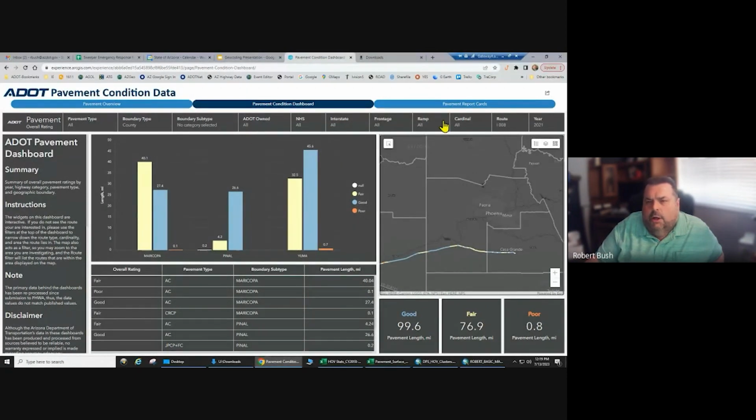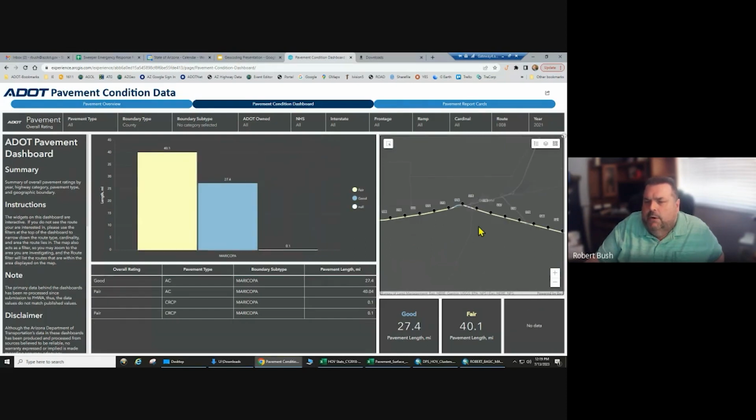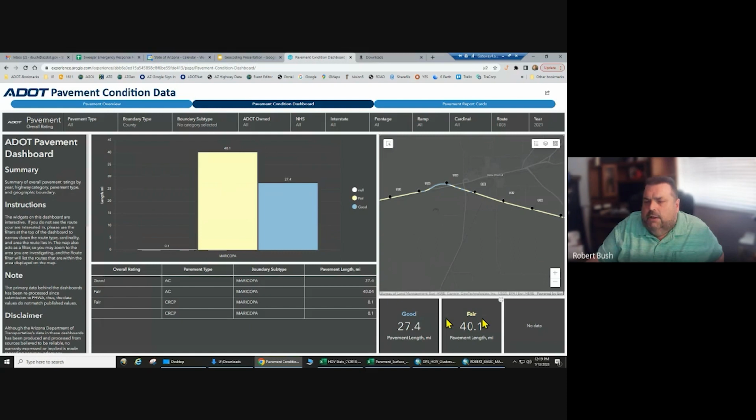You can select all the things. I'm not going to teach everybody, but you can zoom in on roadways. This is I-8 here, and you can see we're on mileposts now, and it says good, fair, and then poor is red. All these are pavement condition surveys down to 1/10 of a mile.